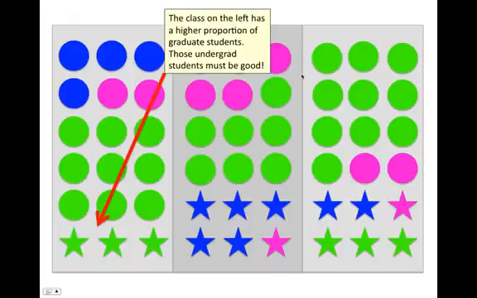So maybe that means, okay, so these undergrads represented by the stars must be very good, right? There are very few of them in this class where most of the students are graduate students.